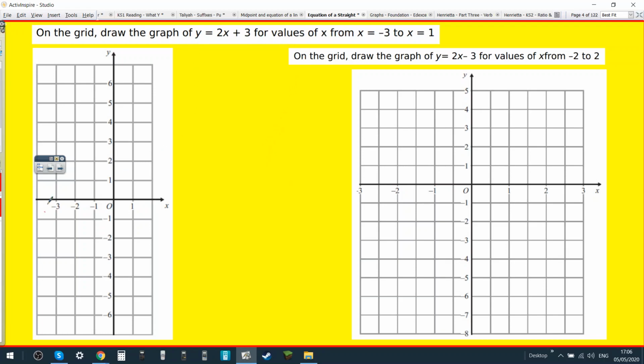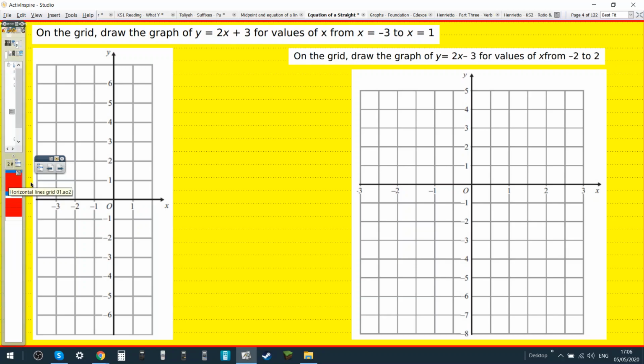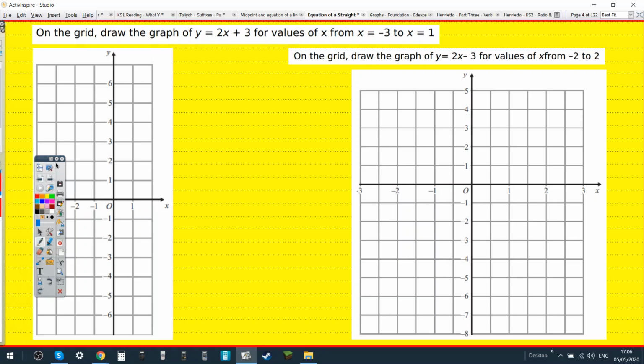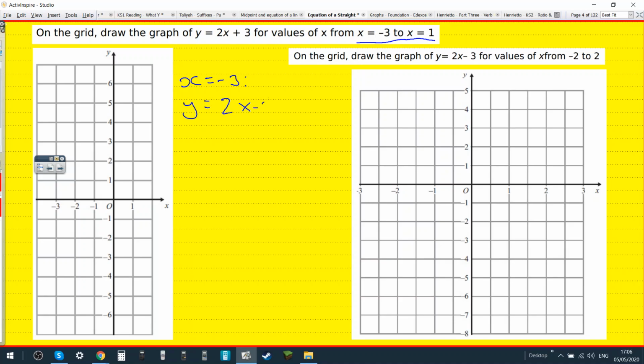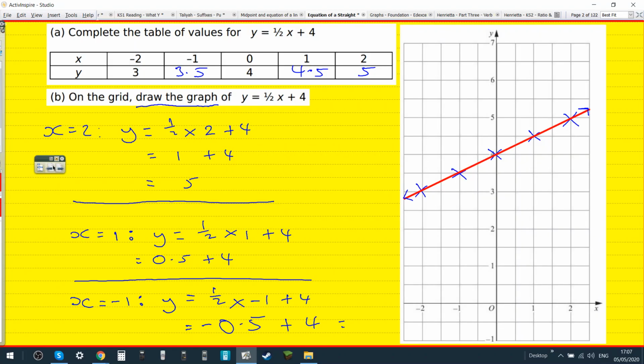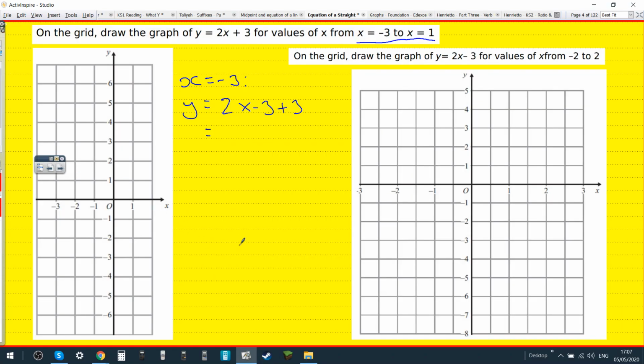So, any idea how you do that one on the left? I don't know how. You put x as minus 3 and see what you get. You get 2 times minus 3 plus 3. Okay. So it's like the table of values, except we're just putting in the very last one and the very first one, so the two ends.